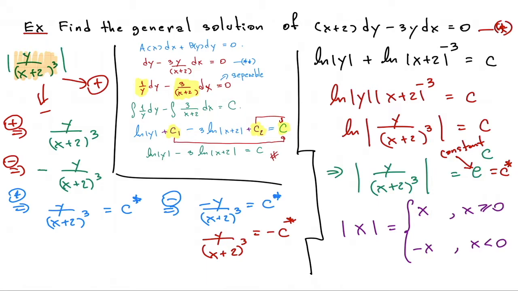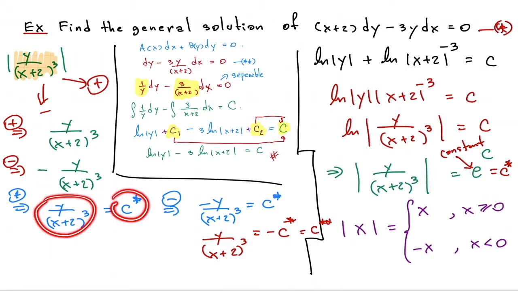But guys, c star is a constant, right? So if c star is a constant, minus of c star is actually another constant, right? We don't know what c star is, we just know that it's some value. So if I put the minus sign there, it's just another constant. I'll call it c double star, right? So from the absolute of y divided by x plus 2 cubed, you can see that in the case that it is positive, you get this equals some constant.